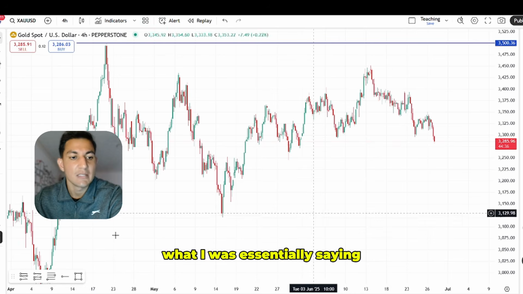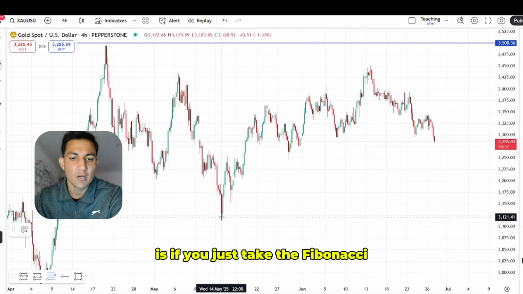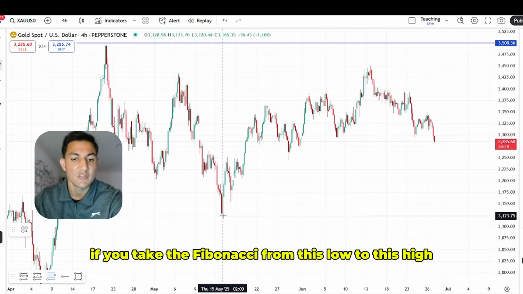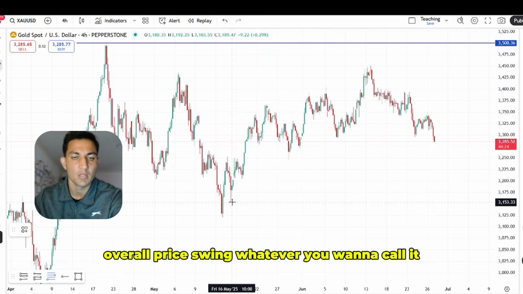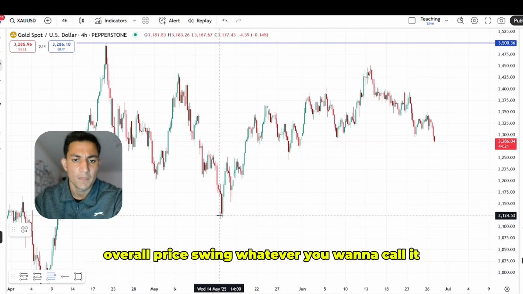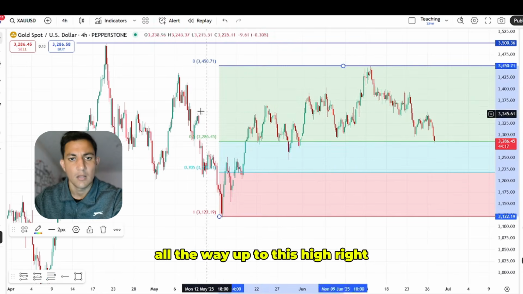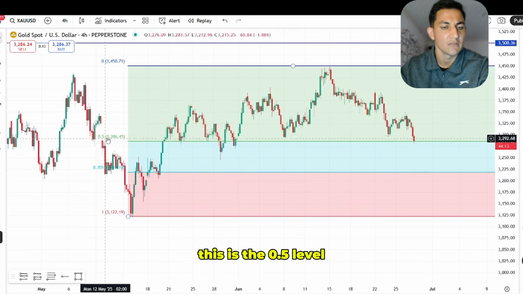What I was essentially saying, and it's actually crazy how this actually happened, is if you just take the Fibonacci, and this is the golden nugget, by the way, so make sure you pay attention to this. If you take the Fibonacci from this low to this high, do you know how I was saying this was the overall price move, overall price swing, whatever you want to call it? Take Fibonacci from this low all the way up to this high, right? Now, this right here, I don't know if you can see it, this is the 0.5 level, the 50% level.